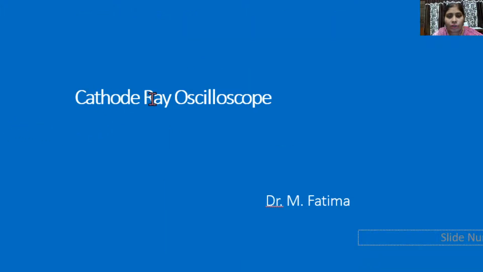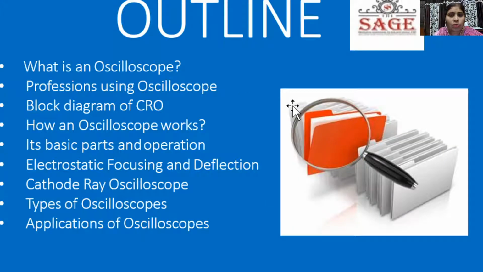I am taking the cathode ray oscilloscope, CRO. The outline of this lecture is: what is an oscilloscope and which professions use an oscilloscope, then the block diagram of the CRO, cathode ray oscilloscope, how this oscilloscope works, what are its basic parts and operation, and then I will take the cathode ray tube.